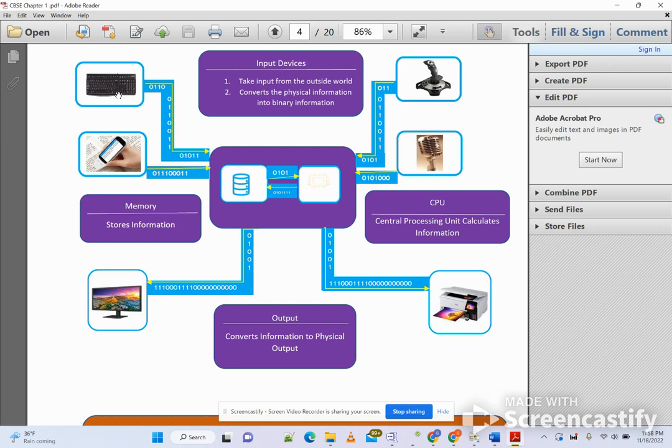You can tell me what to do with the keyboard, joystick, microphone. However, input devices should take that information and convert the physical information into a binary number or a digital number. Now that digital number, binary number, or the zeros and ones come into my body.